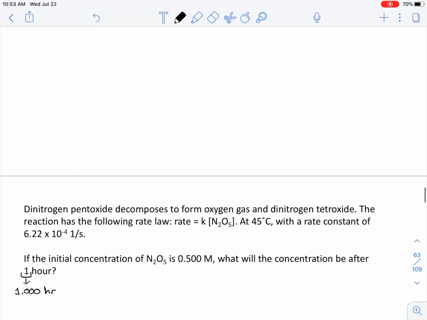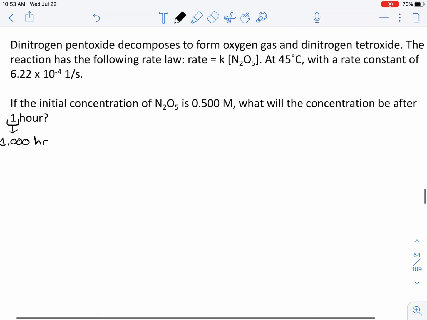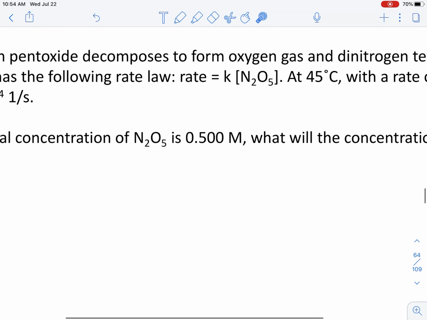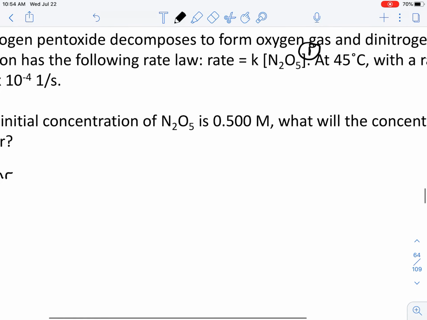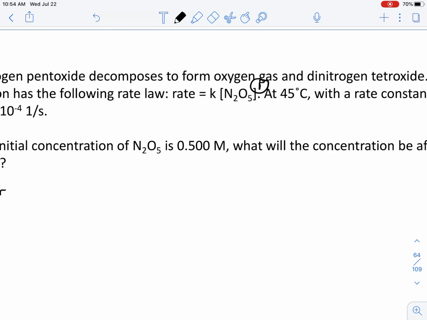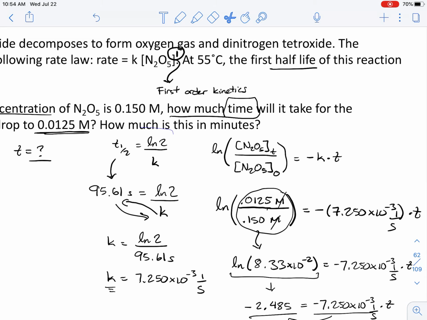All right, so let's go ahead and take a look at another example. And so here we're still working with dinitrogen pentoxide. And the rate law is given to us. And so therefore, we know that it's still undergoing first order kinetics. And so once we know the rate law is undergoing first order kinetics, we can go ahead and write down all the equations that are related to first order. And so I'm going to cheat a little bit over here, and I'm just going to copy this so I don't have to rewrite it again.